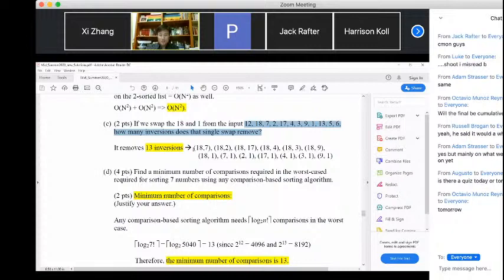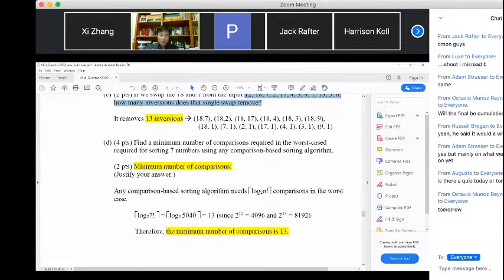We went through this problem many times in the quiz and in the assignment. For the minimum number of comparisons, you have to use this magic equation, and if you use this magic equation when n is equal to 7, you will have 13 as the minimum. So the equation is given here.